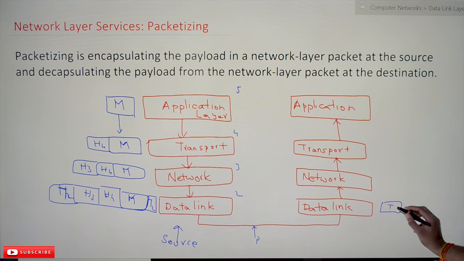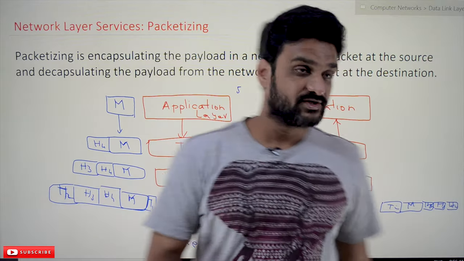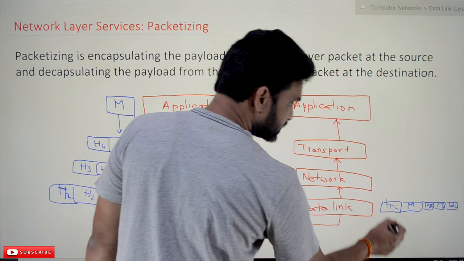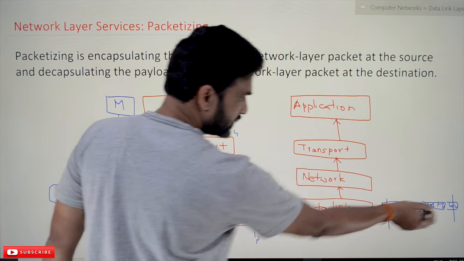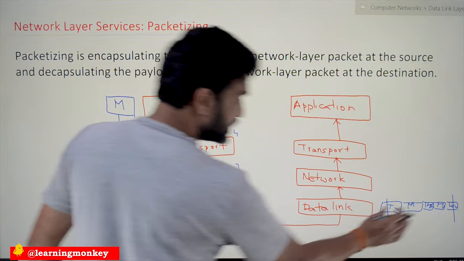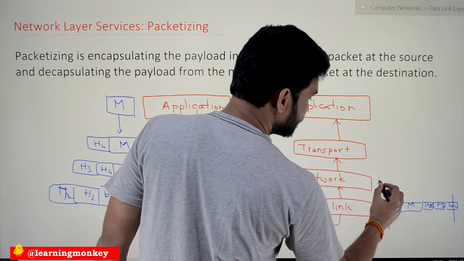It is T2 along with message, H3 and H4, H3 and H2. Okay, the data has been received. So this is how the things will get received at the data link layer. Now this T2 and H2 will be removed. It is what we call decapsulated, and it will be transferred to the network layer.